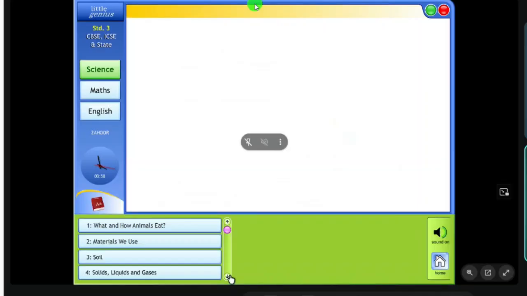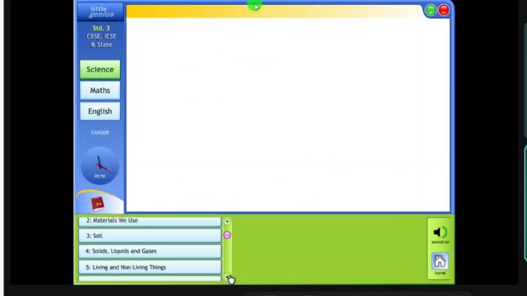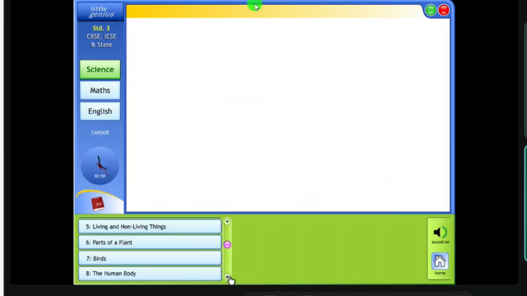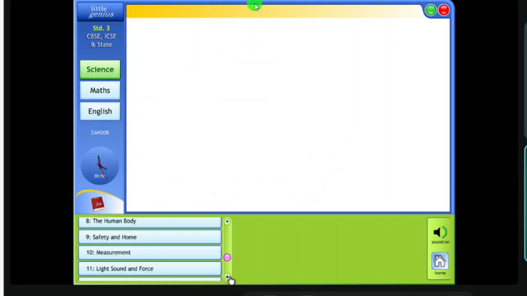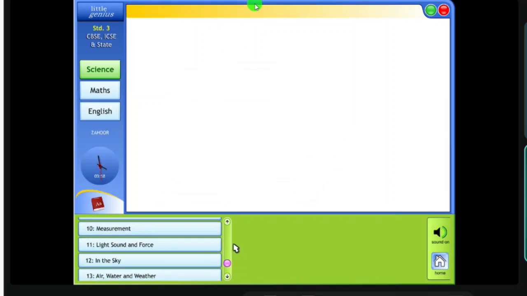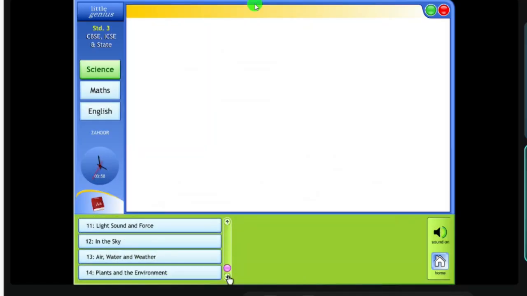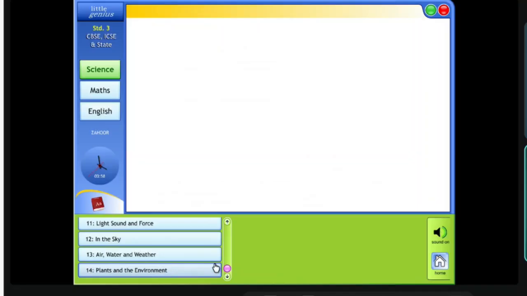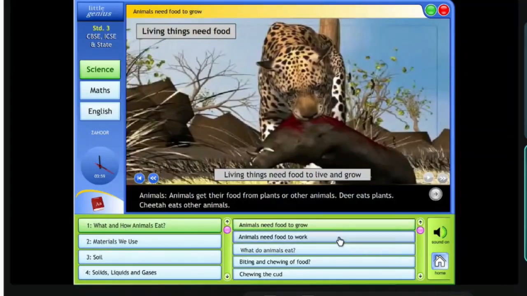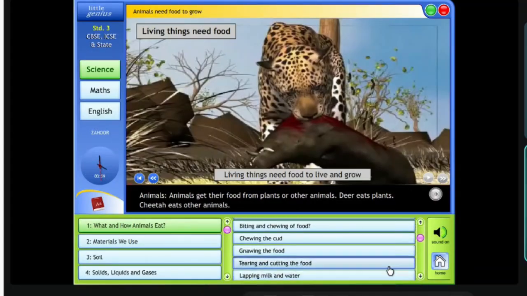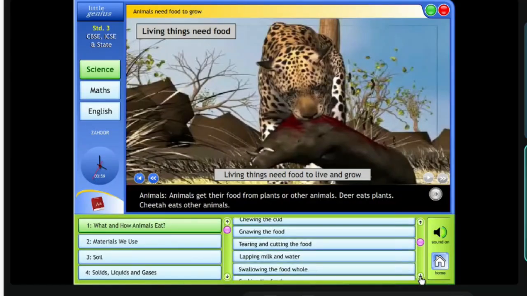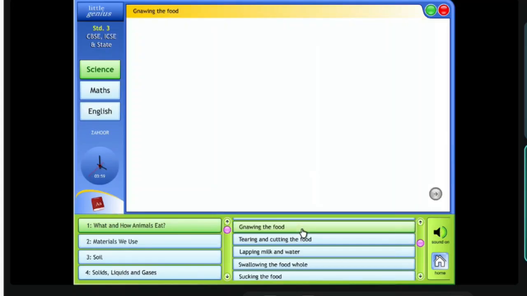You can see how animals eat, materials, soil, solids, living and non-living, parts of the plant, birds, the human body, safety. This is science, given separately. Actually, this is EVS, but the EVS social sector is given separately here. So in the sky, all these are there. When you take a chapter, you can see the subtopics: how animals grow, how they work. So all this. See, you can see this one. What is gnawing the food.